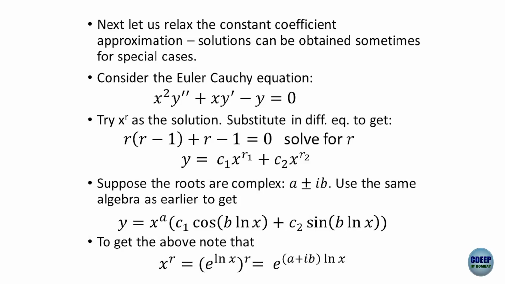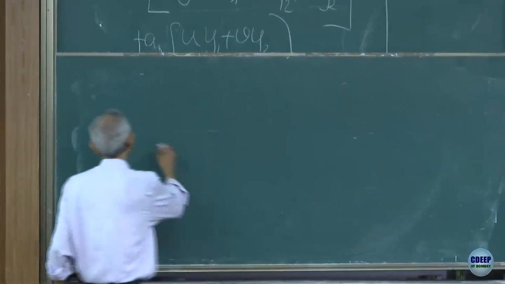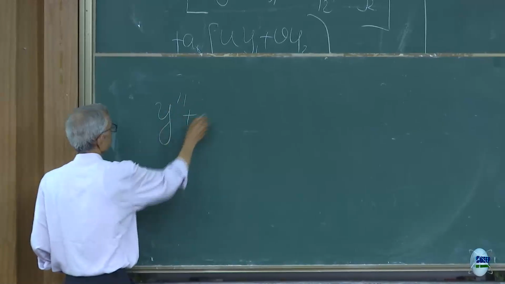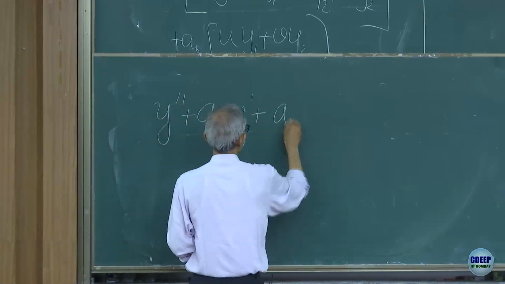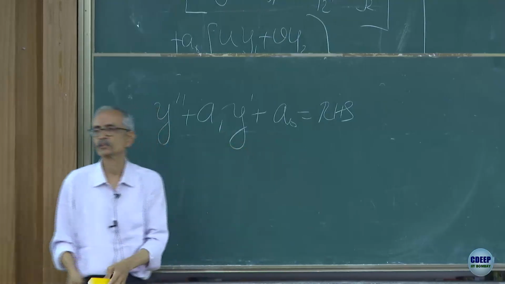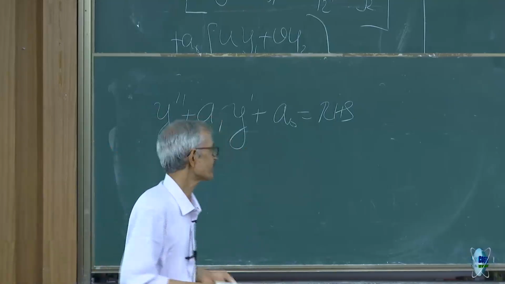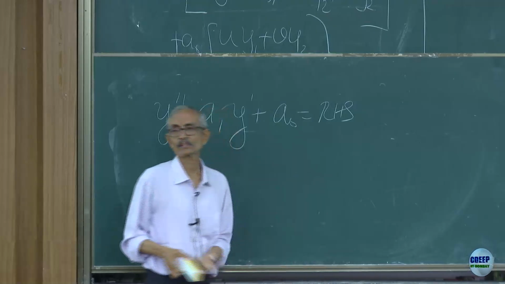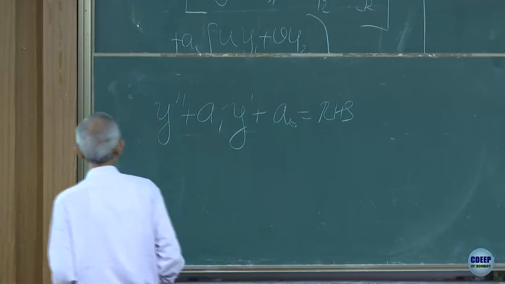So all of what we have done so far has been where the coefficients were constants. Okay, now let us relax that. So we had y double prime plus a1 y prime plus a0 y equal to a right hand side, and these guys were constants. Although we have not explicitly been saying that, now we say that a1 and a0 were constants. Okay. And now we relax that. Okay. And we are going to slowly relax that.